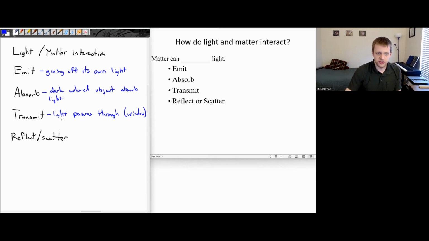What about reflecting or scattering? Well, probably one of the first ones that came to mind is a mirror. Light can reflect off of a mirror or off of some kind of shiny surface. So, shiny surfaces.